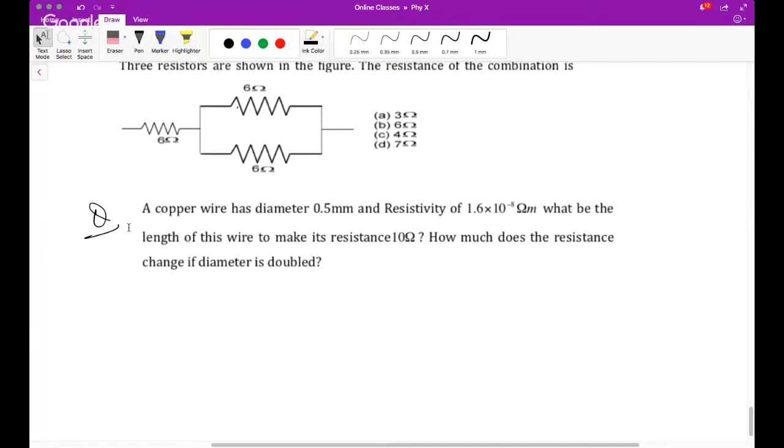Copper wire has a diameter of half mm, resistivity of 1.6 into 10 to the power minus 8 ohm meter. What will be the length of this wire to make its resistance 10 ohm?